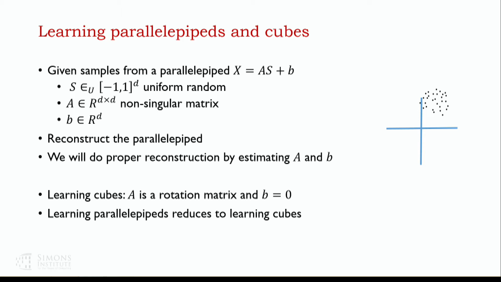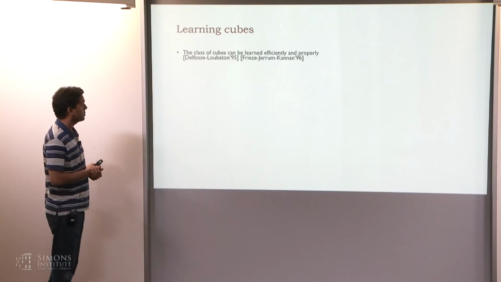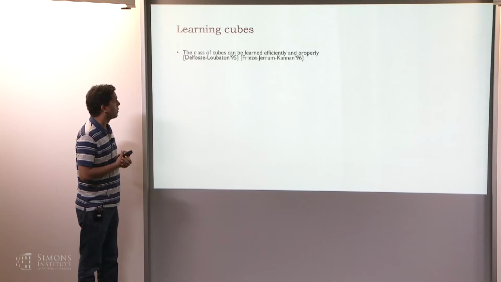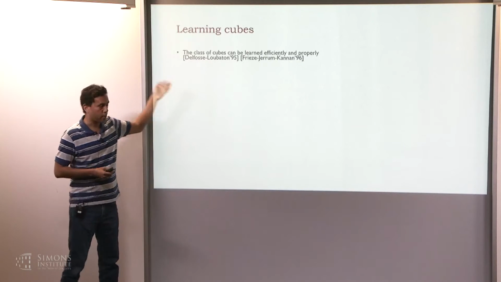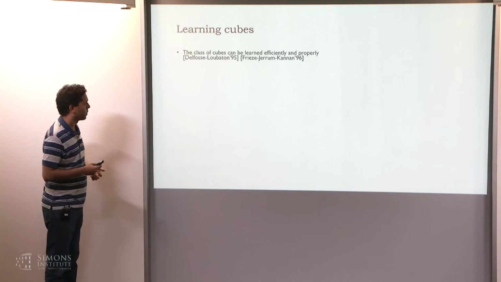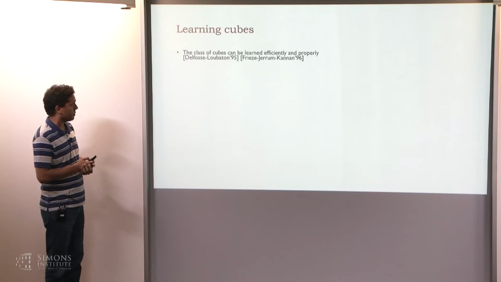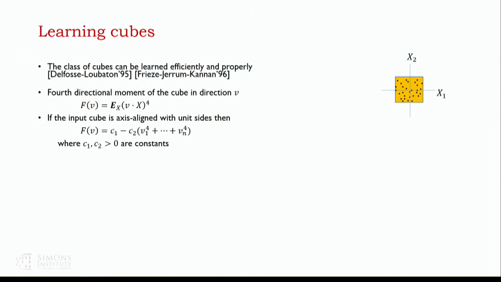There's an easy reduction from parallelepipeds to cubes. This was shown in two different communities: by Frieze, Jerrum and Kannan in computer science, and in signal processing it was more or less well known for a long time. The algorithm they gave is very simple. We define the fourth directional moment of the cube in direction v. For now, let me assume that the cube is axis parallel.